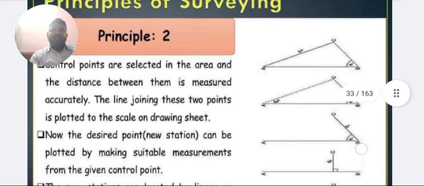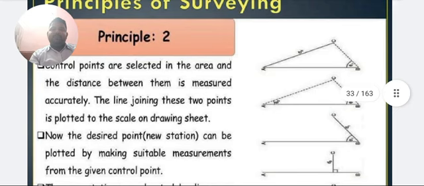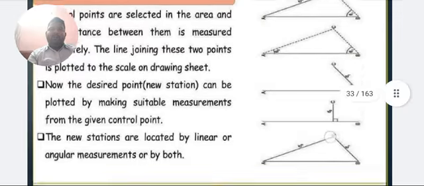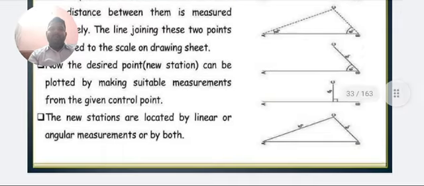The control points are selected in the area. The distance between them is measured accurately, and the line joining the two points is plotted to scale on a drawing sheet. Now a new station can be plotted by making suitable measurements from the given control points. The new stations are located by linear or angular measurements or by both.